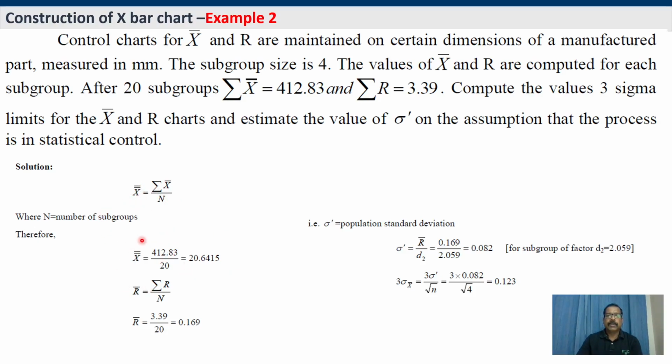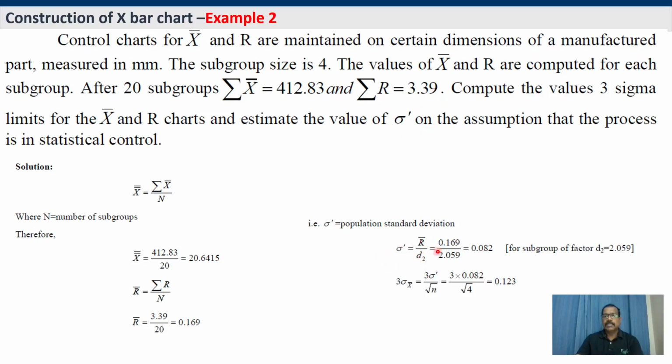So you got X double bar, and the summation of R is also given. So you can calculate R bar also, summation of R divided by n, 20, and you will get some value like 0.169. Here X double bar is 20.6415. Then compute the 3 sigma limits for this and also estimate the value of sigma dash.